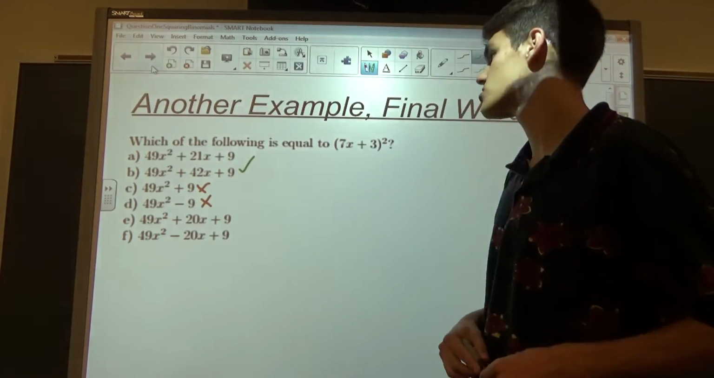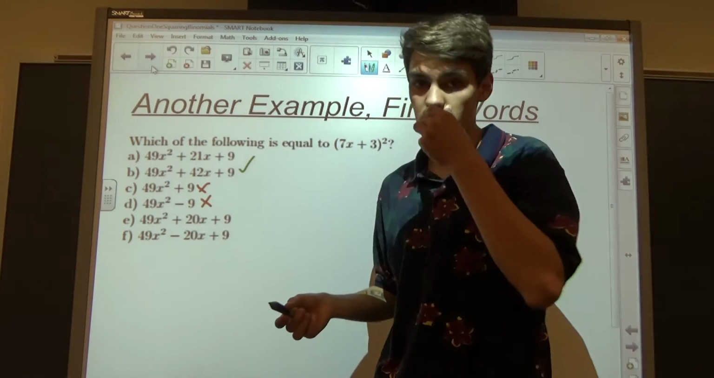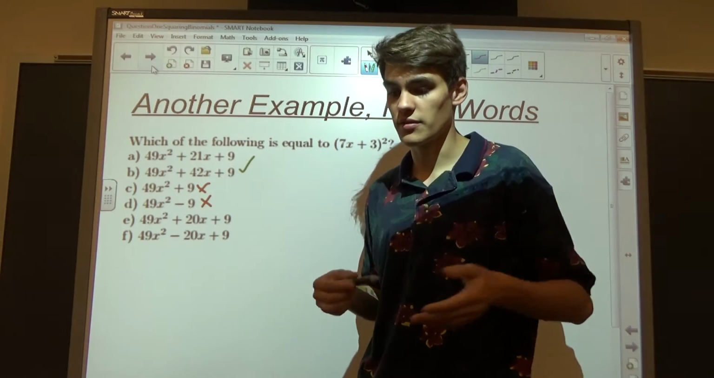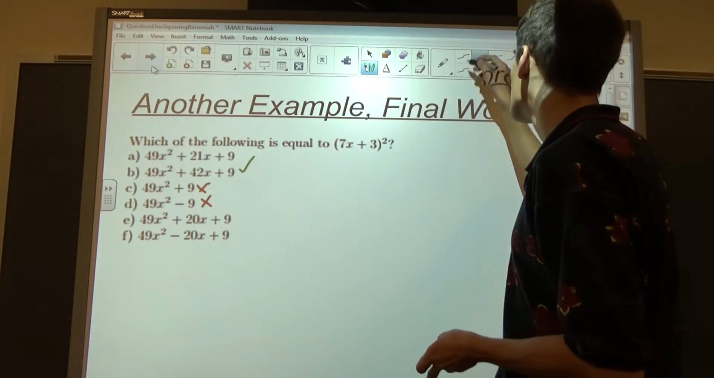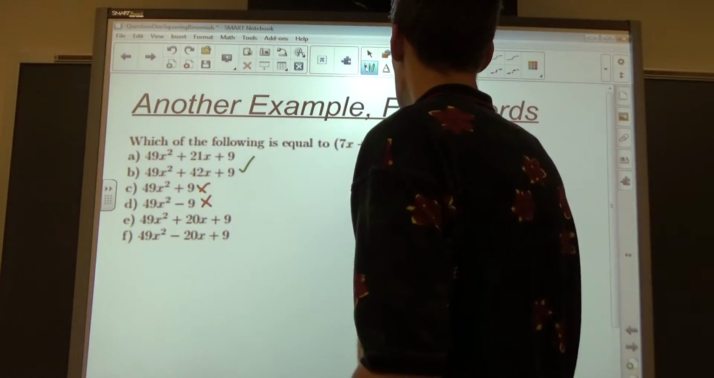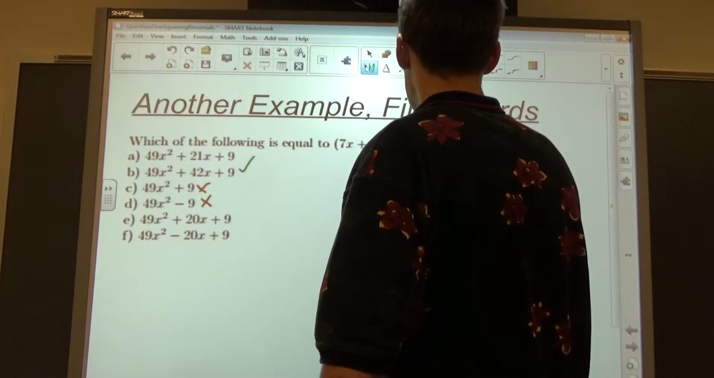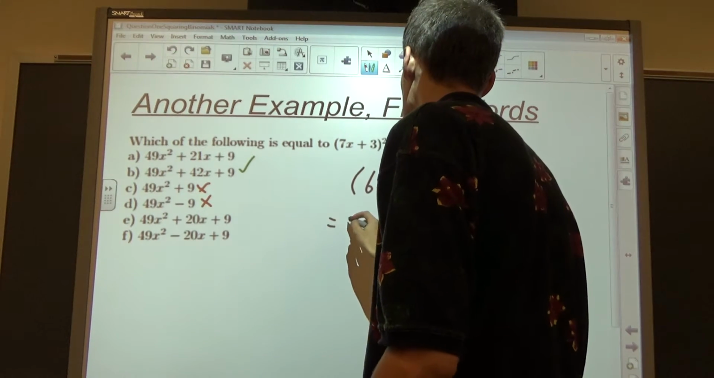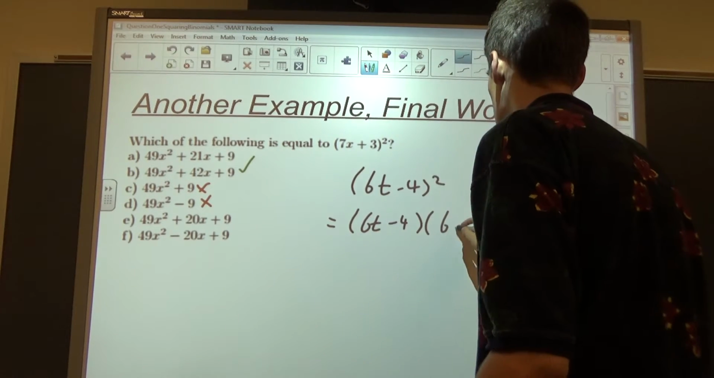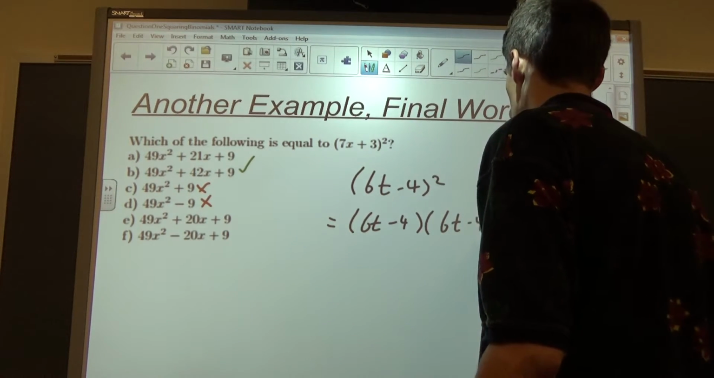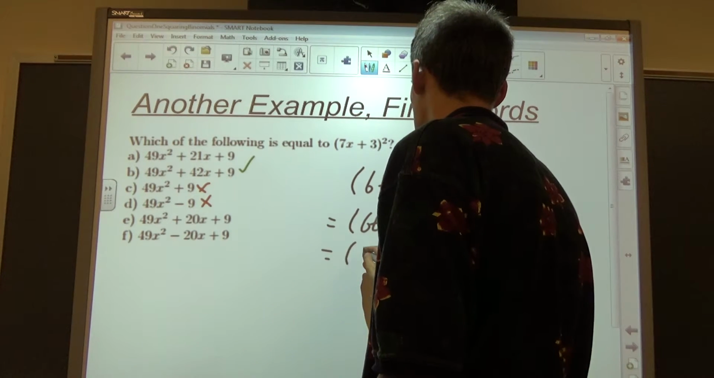So that's squaring binomials. I'm going to do another example really quickly. Examples are always good, the more the better. Hopefully it helps. So let's see, 6t minus 4 squared. First thing I want to do, use my rule. I want to expand, make things a little more clear. Then I can distribute.